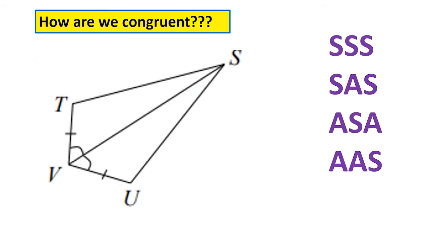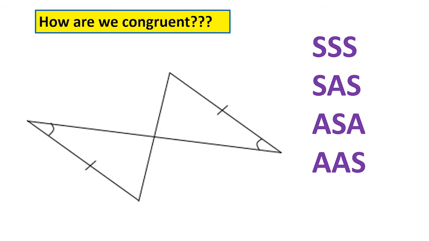So of course, that would have to be angle, side, angle. Next, how are these two triangles congruent? Well, again, we can see that they share a side right here. So that's a side. They have an angle here that are congruent. It's an angle and then another side. So we could say that this is, of course, side, angle, side.